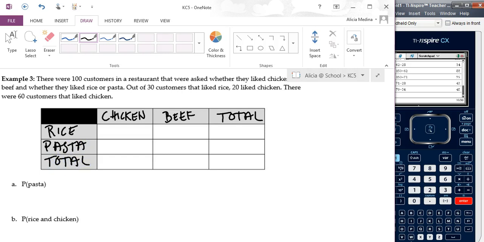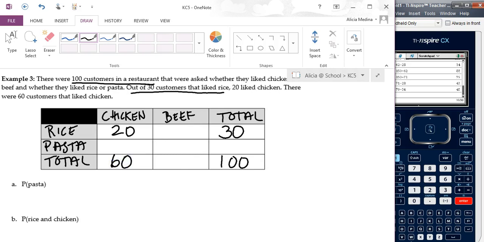Alright, so let's kind of start reading this. It says that there are 100 customers in a restaurant, so we know that's going to be our total. That were asked whether they like chicken or beef. So out of 30 customers that liked rice, that's going to be my total number of people that liked rice. So my rice people is a total of 30. Out of those 30 people, 20 of them also liked chicken. So I'm going to write my 20 right here. There were 60 customers that liked chicken. So total number here is going to be 60.